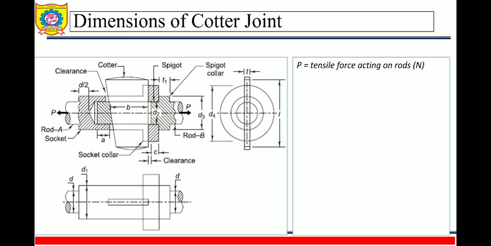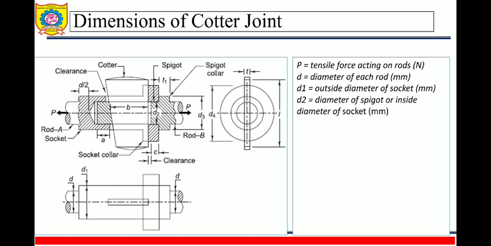P is the tensile force acting on rods in Newton. D is the diameter of each rod. D1 is the outside diameter of socket. D2 is the diameter of spigot or inside diameter of the socket. D3 is the diameter of spigot collar. You can see the dimensions here. D3 here. Then where is D1? D1 is the diameter here. D is the rod diameter. D1 is the outside diameter of socket.